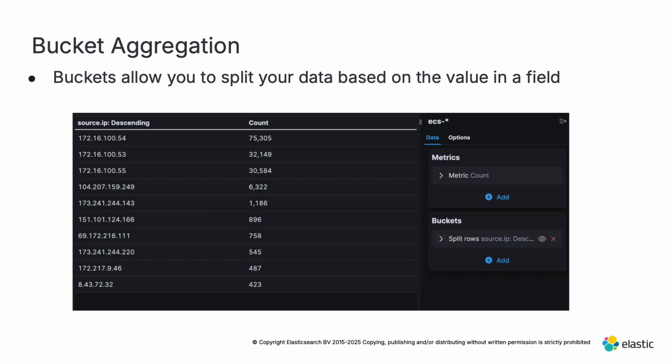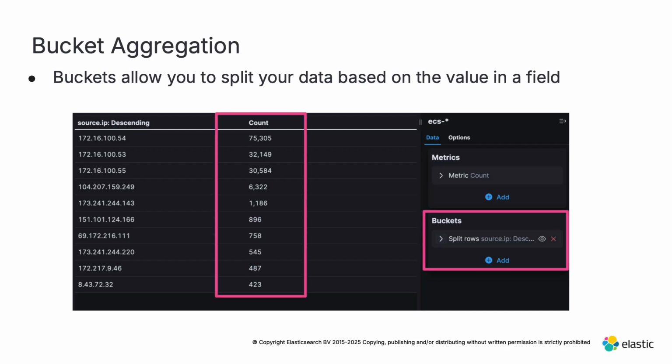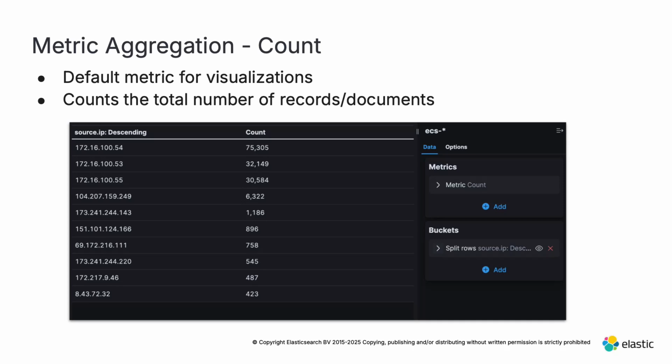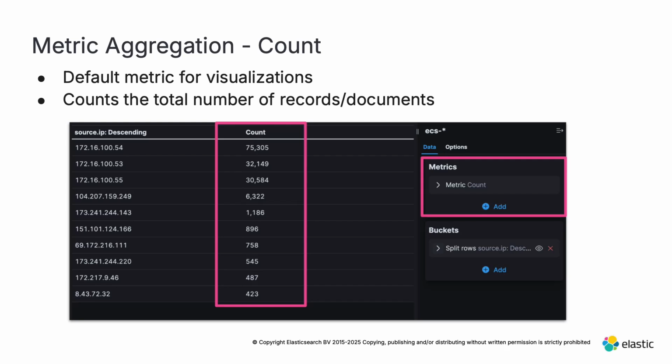Let's review what we covered in the demo. Buckets are going to allow you to split data based on a field or terms aggregation. In this example, we're using the bucket aggregation to get a count of our source IPs. Split rows are going to have each row be a different source IP. The default metric for visualizations is count, the total number of records. Here we count the total number of records for each source IP.